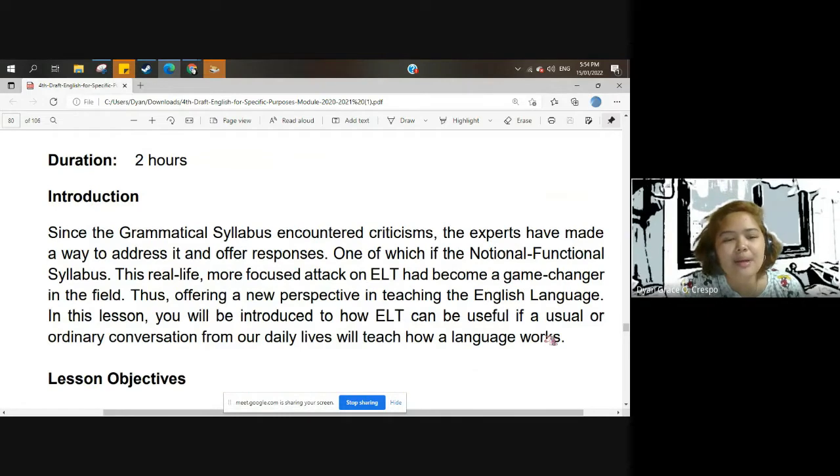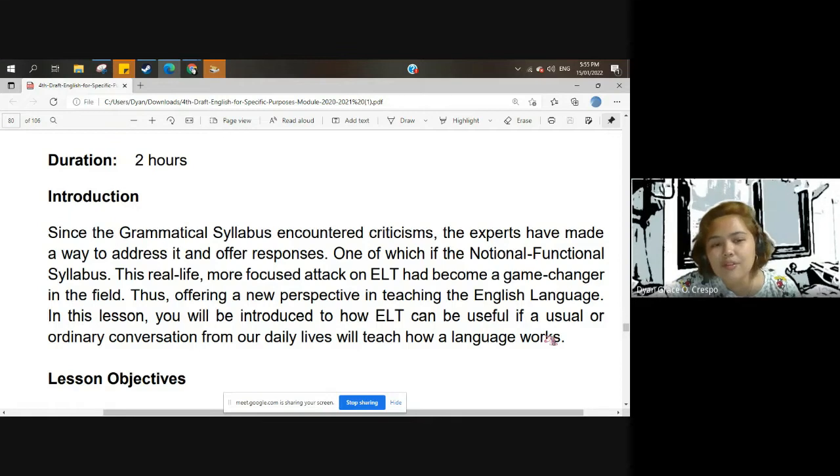Since grammatical syllabus encountered criticisms kasi nga, naka-focus siya, very restrictive. And of course, my dear students, kapag kunwari naka-focus ka sa grammar, yun na kasi yung natutunan ng mga estudyante sa kanilang klase. And then you will offer the same courses sa ESP. Parang, "Ah, ito na naman." Tapos hindi nga siya magwo-work kasi it needs practice, a lot of practice. So now, ito ang naging result. It's the notional functional syllabus.